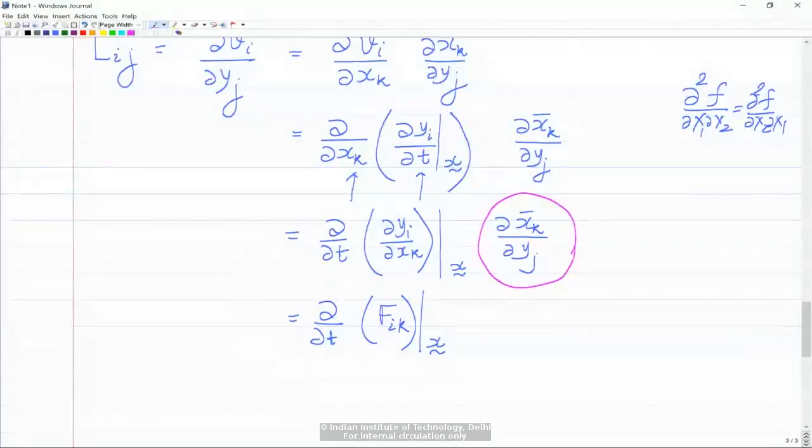F_jk inverse. So Vishwas is saying F_jk inverse. Anybody disagreeing with this? Well, you're quite close, Vishwas. Maybe let us try to explore this.